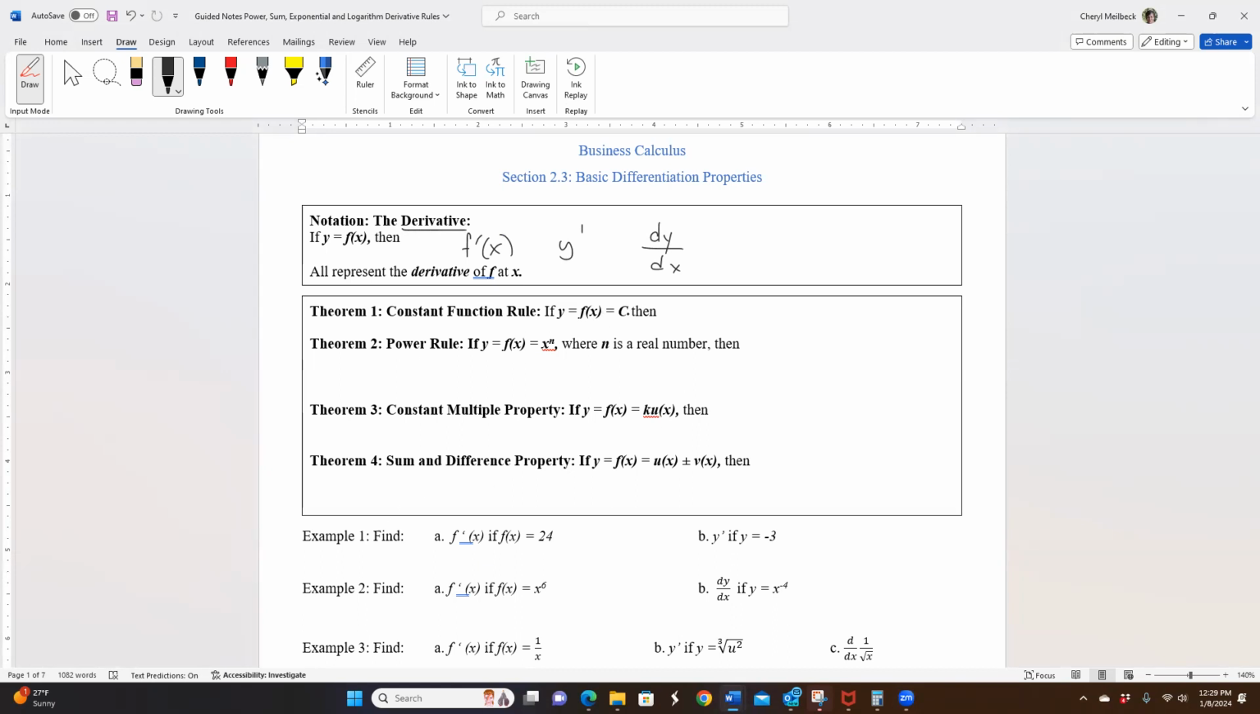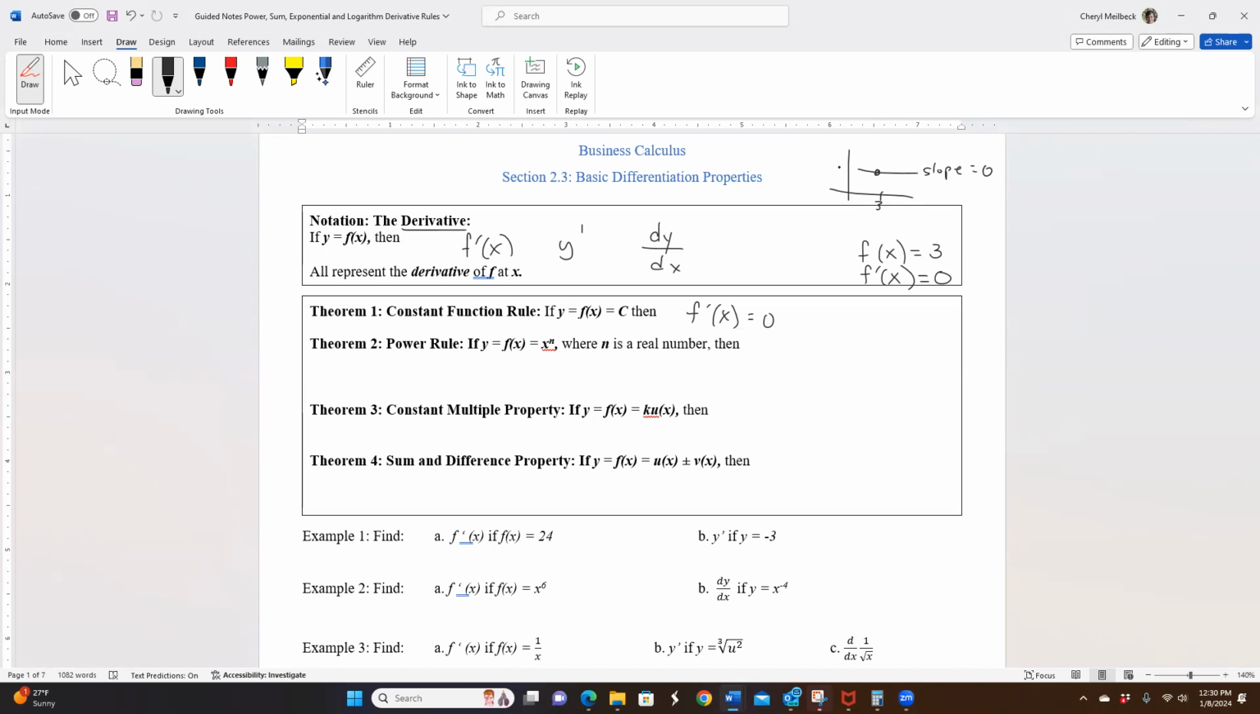Now if you have y equals f of x equals some constant c, then the derivative of that is 0. I'll give you an example. So if we have that f of x equals 3, the derivative of that, since 3 is just a constant value, there's no variable there, the derivative of that is 0. What that means, of course, is that if you're on your graph at some point 3, derivative of 0 means the slope is 0.